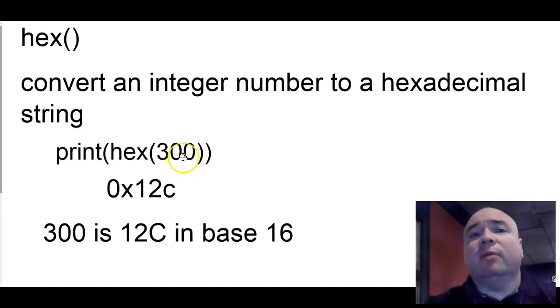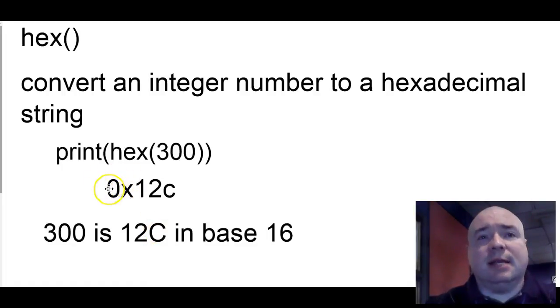So if we took our number 300 and converted it, it would actually convert to a pretty weird number. We would get this as a response, 0, and then this X symbol, and then 12C. What that's saying is, this symbol here lets us know that we are in hexadecimal, and it's going to tell us the number is 12C.